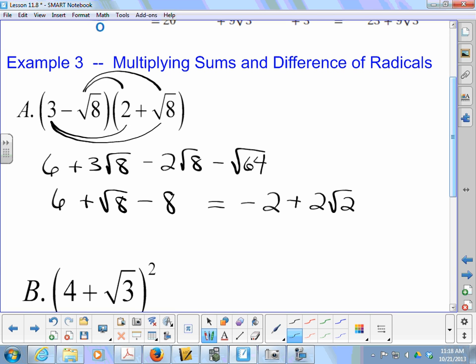And one final thing, you should always write it in that order. If you have a number without a radical and a number with a radical, the part with the radical always goes last, just like they wrote it in the problem. The number with the radical always goes last.